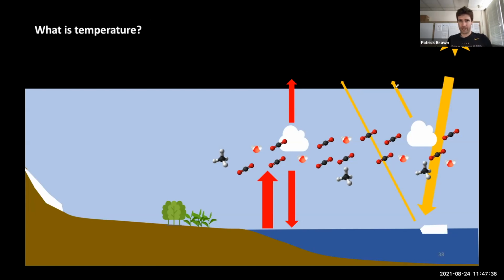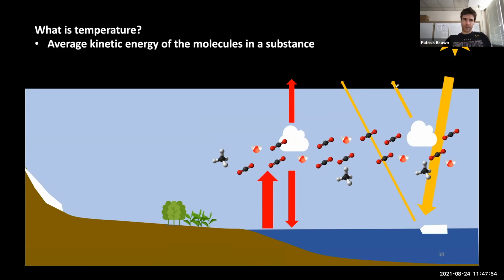So I want to connect this to temperature, because we're talking about global warming, right? Warming refers to temperature. I'm talking about radiation here. So we have to connect these ideas. Temperature, you have to know, is a measure of energy. The technical definition of temperature is the average kinetic energy of the molecules in a substance. And kinetic energy just means the energy of motion of molecules in a substance. So it's basically how fast the molecules are moving.